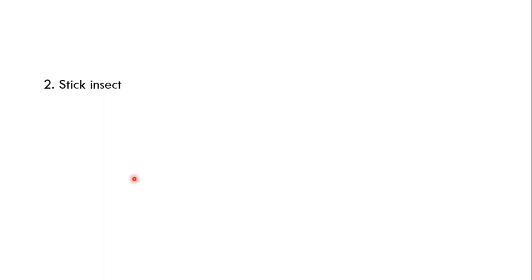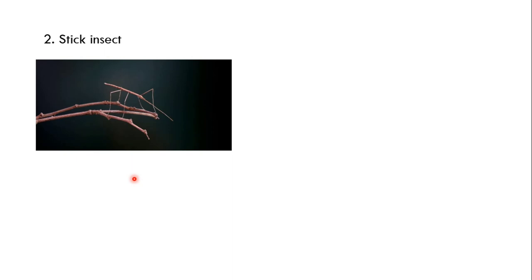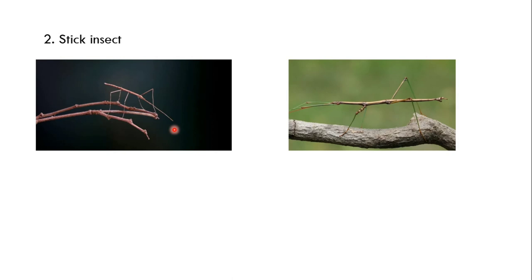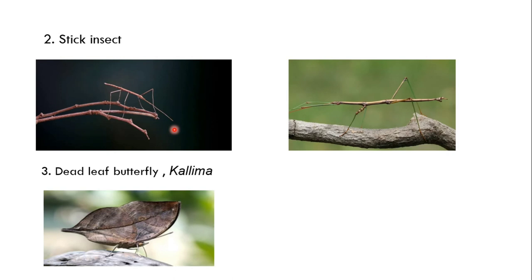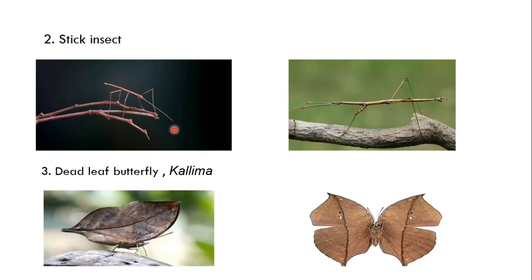Another one is the stick insect. This is also yet another famous example which we often see in our garden, right? This caterpillar looks like a twig, and it stays with the twig. Whenever the predator or the bird attacks it, it just stays like a twig so that it is protected. Another example is the dead leaf butterfly, Kalima. Kalima looks like a dried leaf which is brown in color, and it folds its wings like a dead or dried leaf, as you can see here, so that the bird or the predator thinks that it is just a dried leaf and the species gets protected.